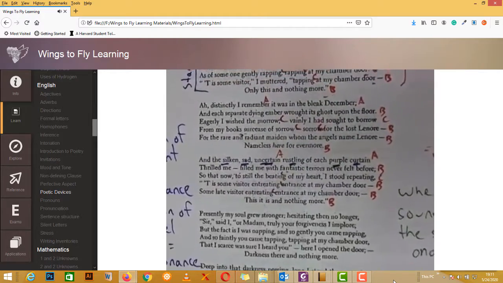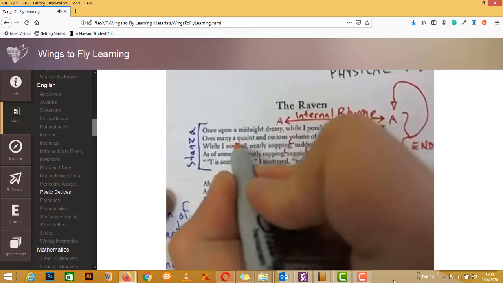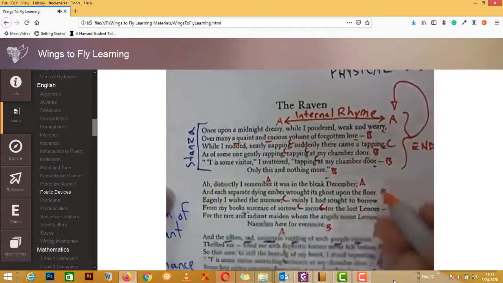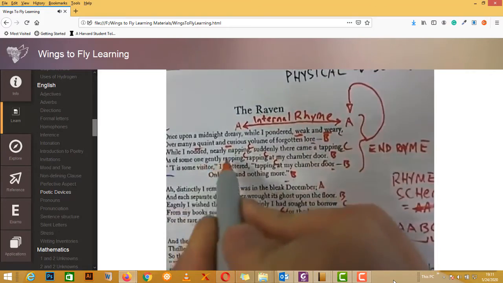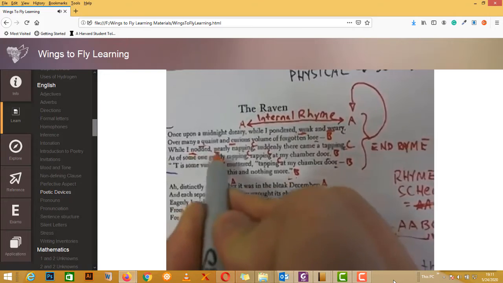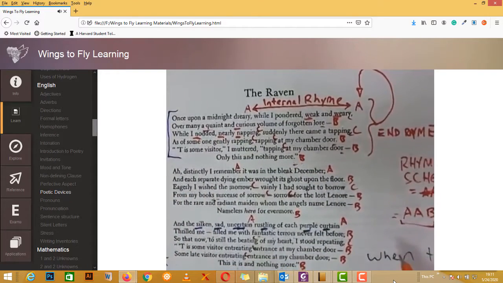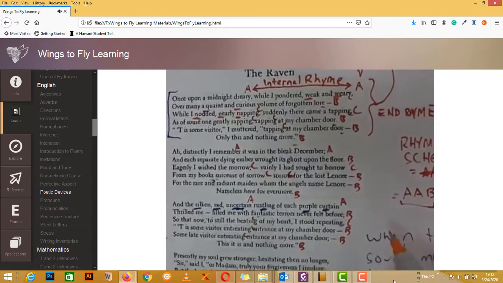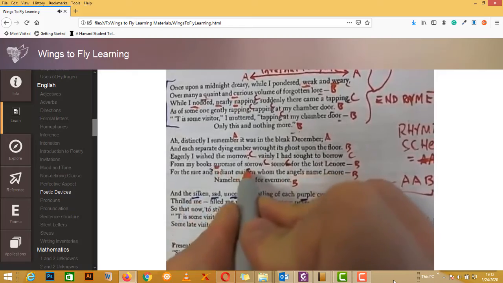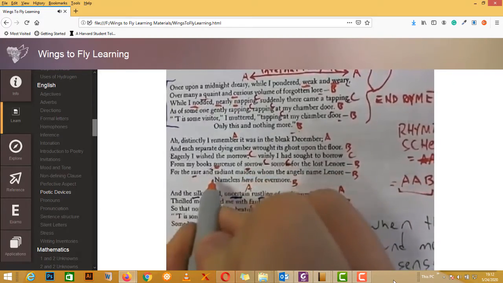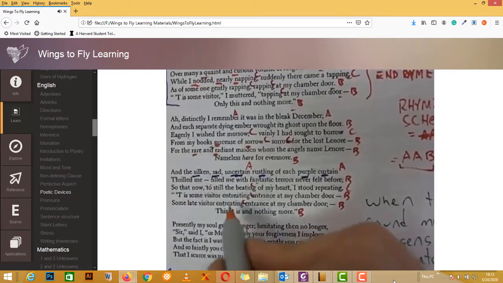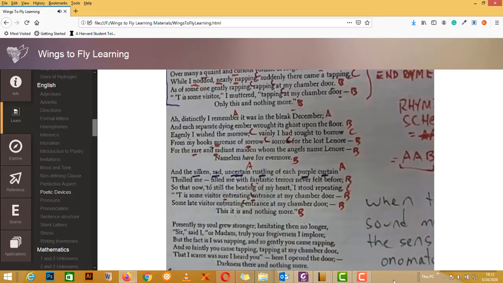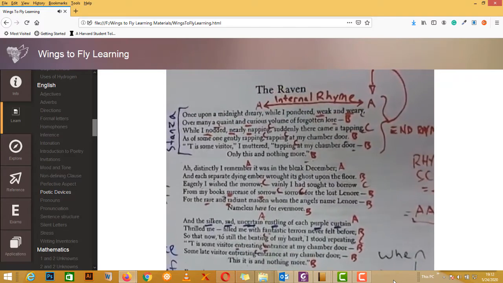So, for example, quaint and curious, weak and weary, okay? Weak and weary, quaint and curious, nodded, nearly napping, rapping, tapping, well, not rapping, okay? Surcease of sorrow, rare and radiant, silken sad, entreating entrance. Okay, so can you see that this is done on purpose?